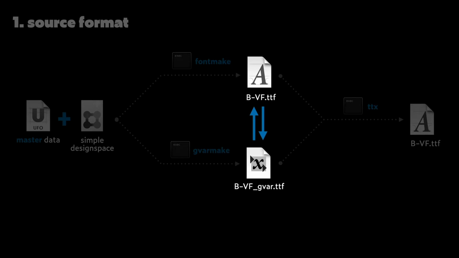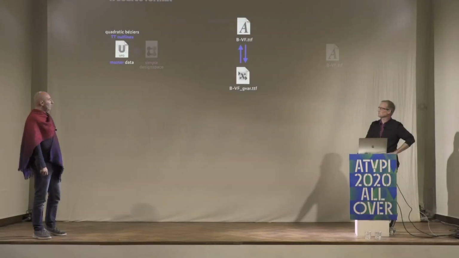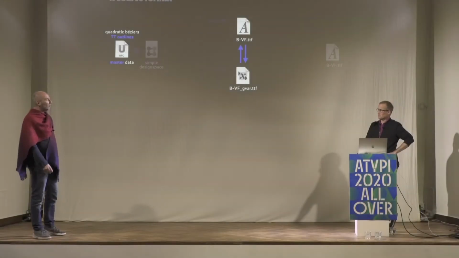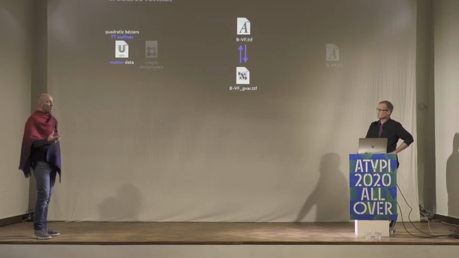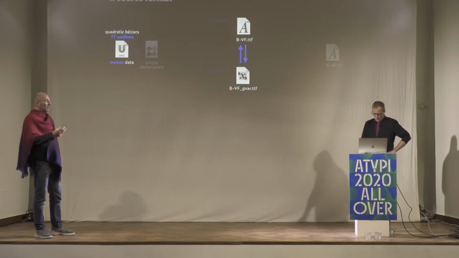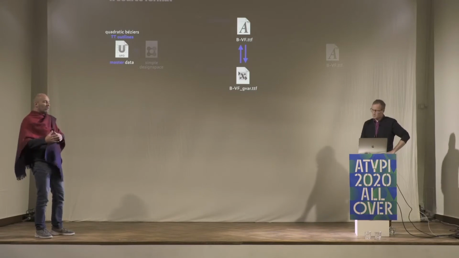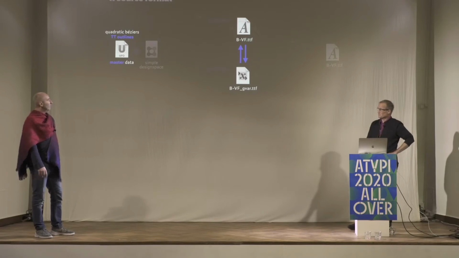So this means that your initial master UFO file should also be created as a TrueType, based on TrueType outline data and not on PostScript. So this makes it very different, because normally, of course, we also draw all our fonts with cubic Béziers, but here it's really required to work with the quadratic Béziers. Otherwise, you cannot merge this GVAR table with the variable font.